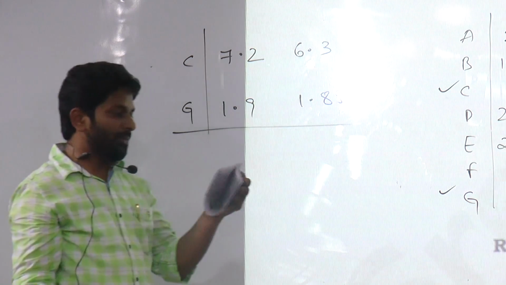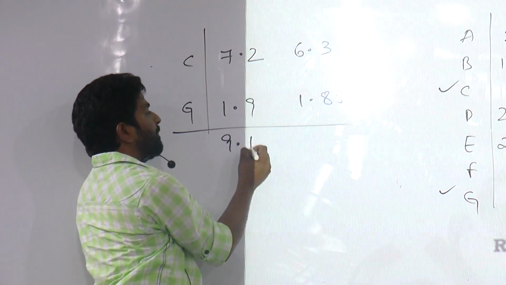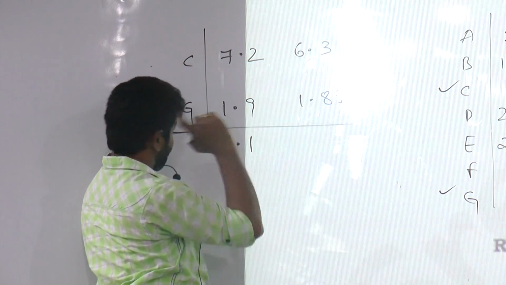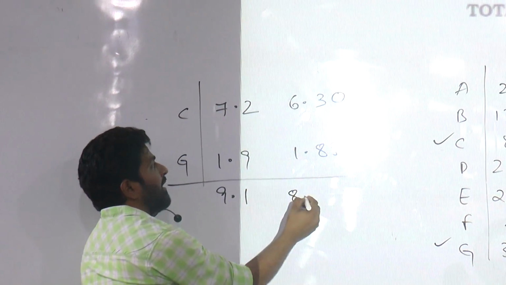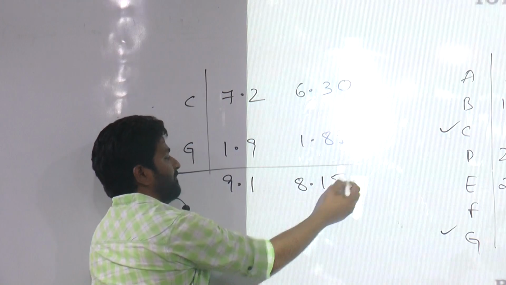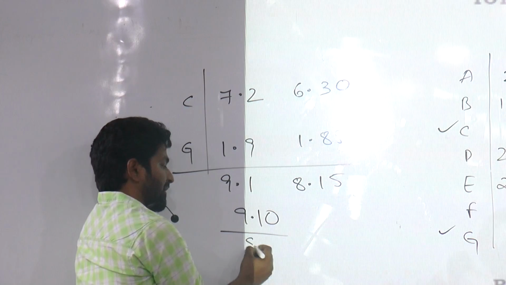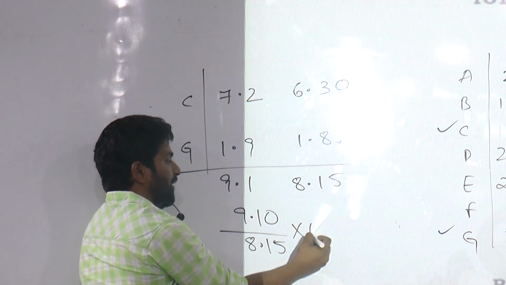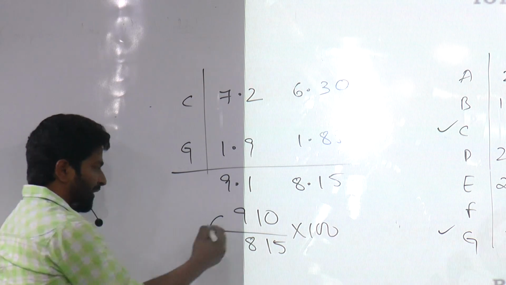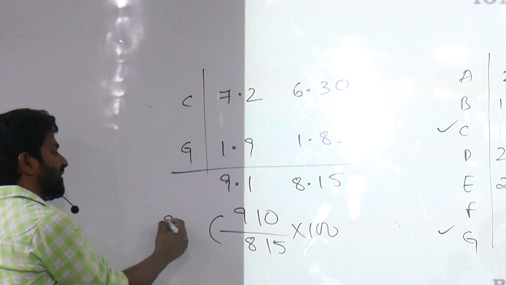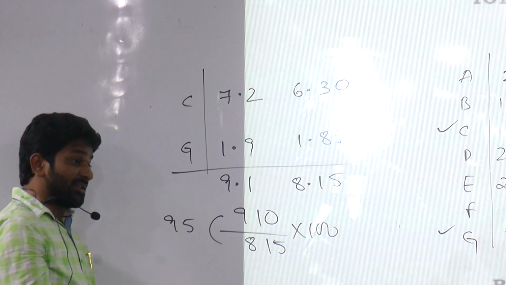You're asked about male to female percentage, right? Total male are 9.1 and female, that is 30 here, 7, 8.15. So that will be 9.10 by 8.15 into 100. I'll write as 910 by 815. Difference between numerator and denominator is, how much is that? 95, which is more than 10%, hence the answer is more than 110%.